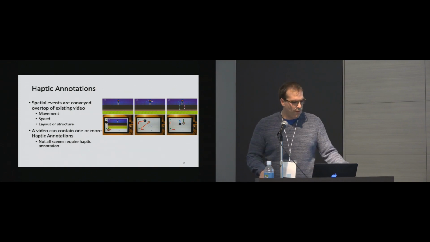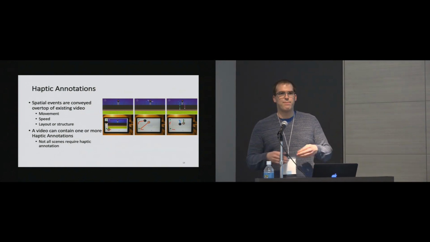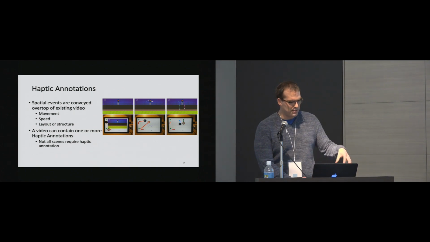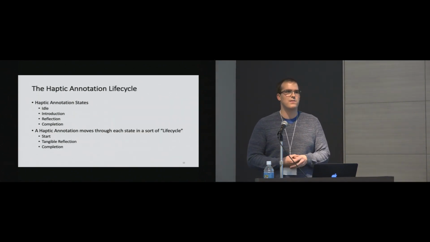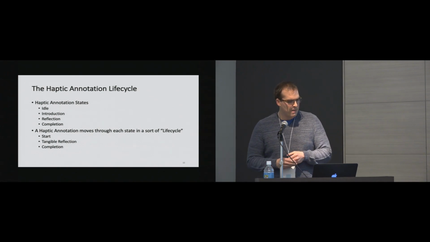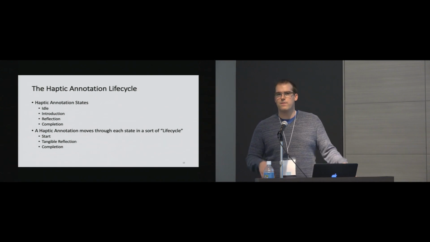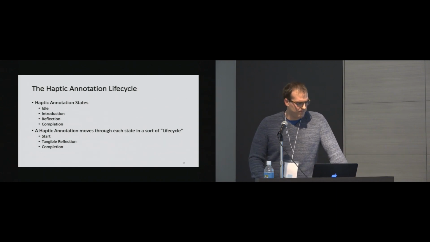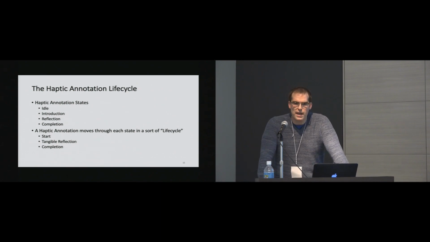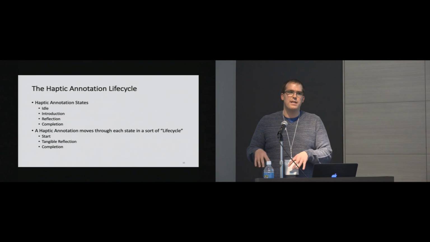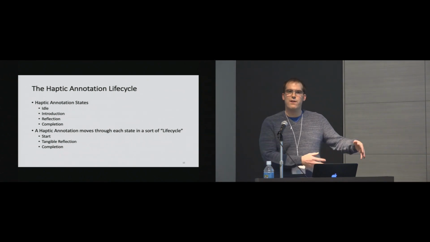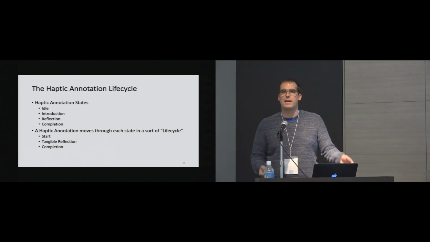A video can contain one or more haptic annotations in order to be considered a haptic video. Whenever a haptic annotation begins, it has a life cycle, and there's a set of states associated with it: idle, introduction, tangible reflection, and completion of the annotation. The robots move and act out each state in the life cycle and wait on the side of the display when they're not active.